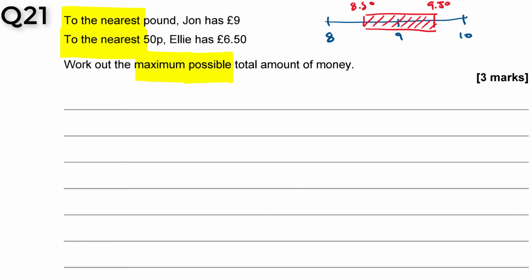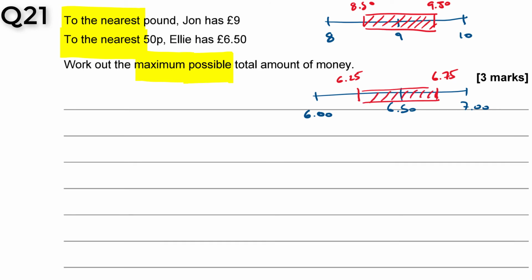So to the nearest 50p, Ellie has £6.50. So again, I'm going to do a similar thing for Ellie. So mark the number I'm given, £6.50, and I'm going up in 50p's here. So the next one up is £7, and the one below is £6. So halfway between the two is going to be there, isn't it? That's £6.25, and halfway between £6.50 and 7 is £6.75. So all the values in between round to £6.50.